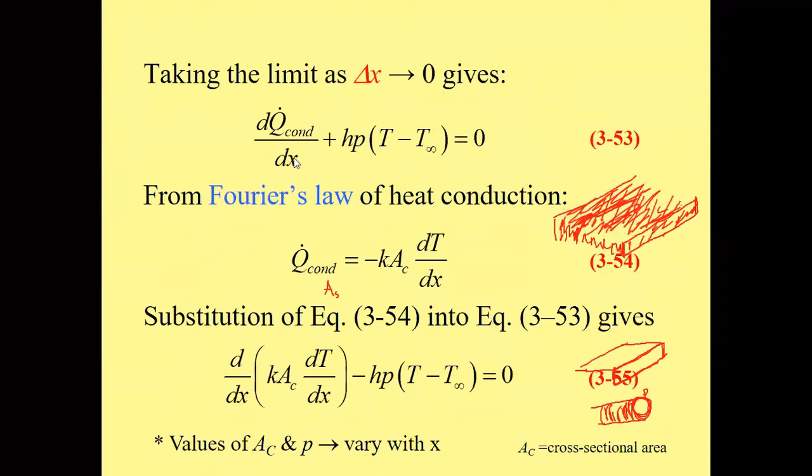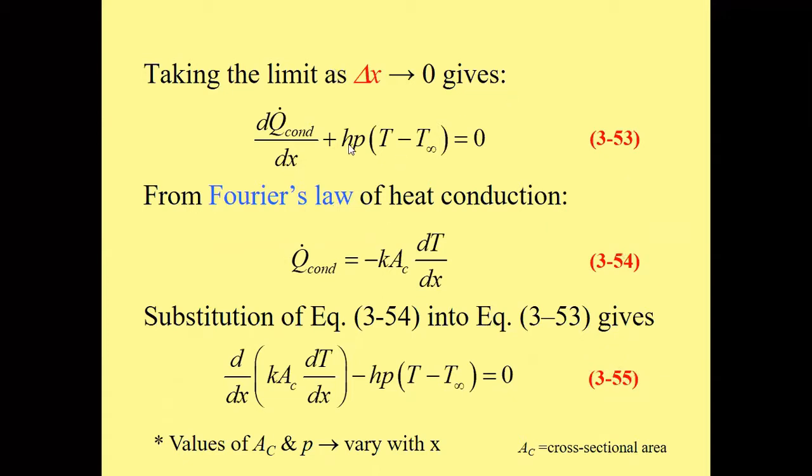And as usual, taking the limit as delta x approaching 0, it will give you this differential equation. And let's clear this one. Then you can substitute Fourier's law into this equation. You can obtain this equation then, right?